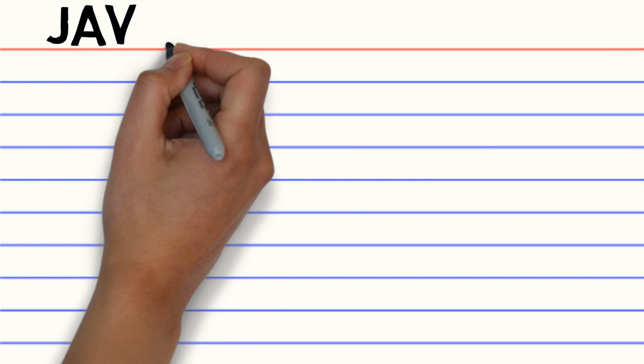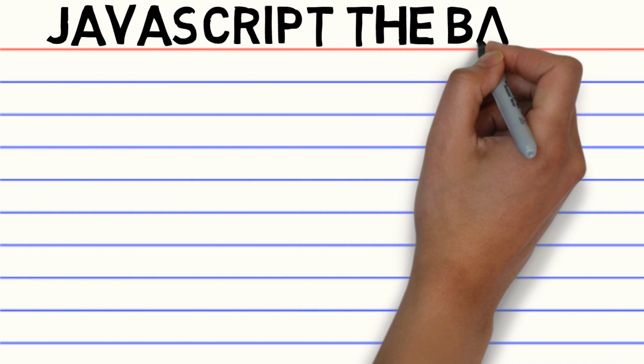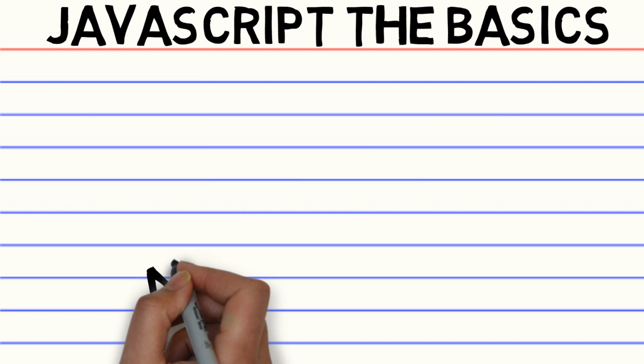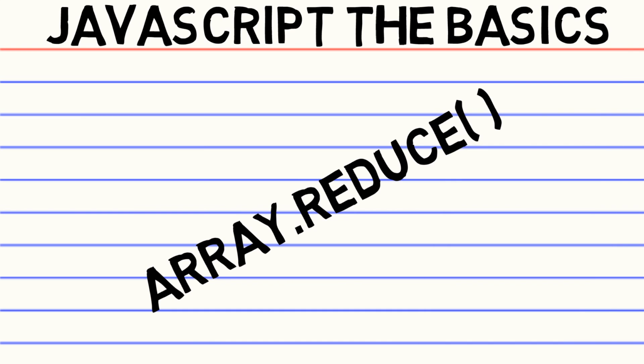Welcome back to JavaScript the Basics. In this lesson, we're continuing our look at functional programming. Specifically, we're looking at the reduce method on arrays. In our past lessons, we looked at filter, which rejects elements based on a true or false value when creating a new array, and map, which doesn't reject any elements but transforms all of them into a new array.